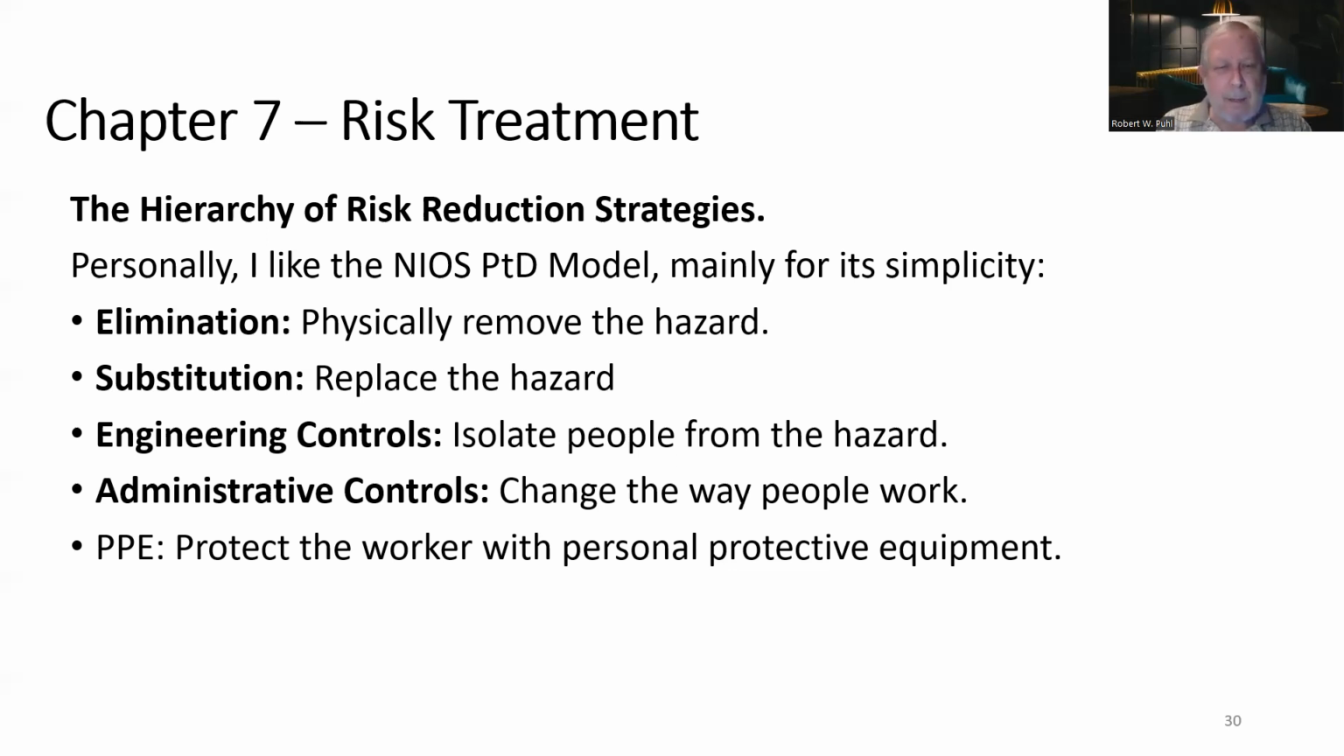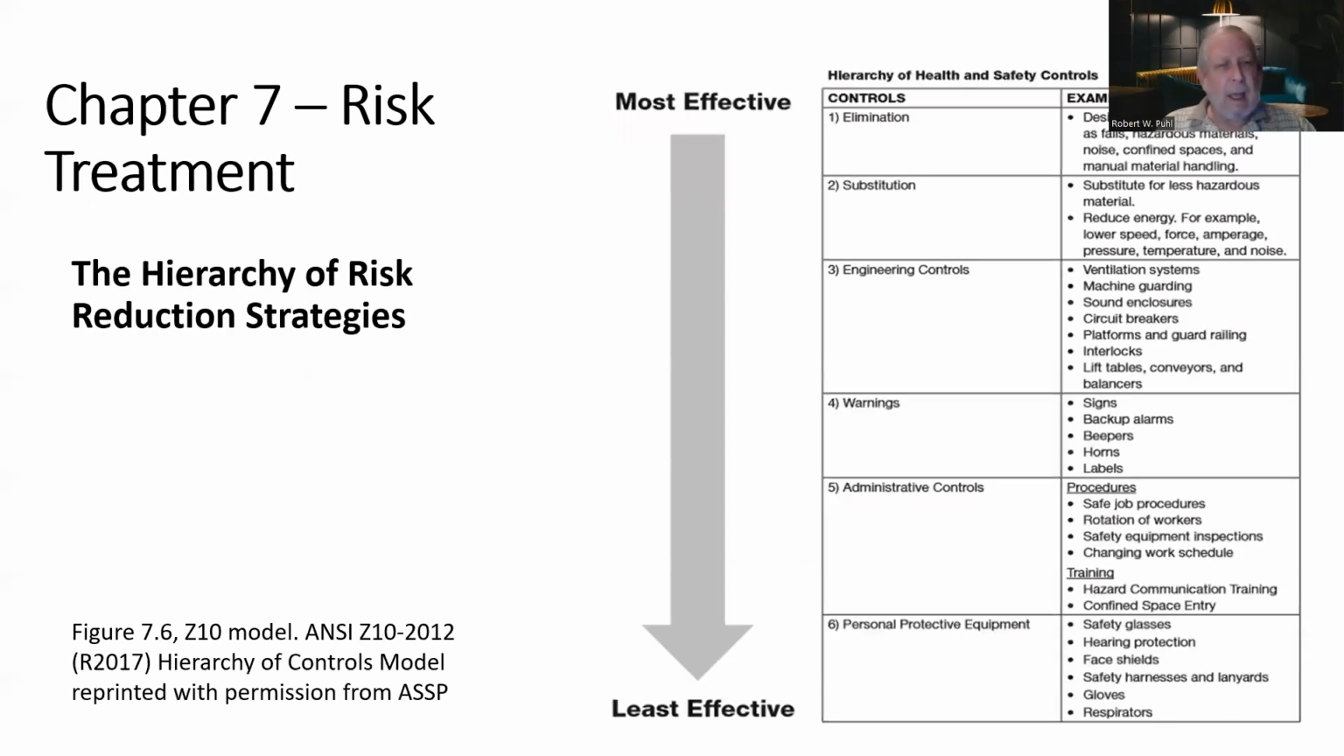Engineering controls, isolate people from the hazard. Of course, machine guards are the main thing there. Administrative controls, change the way people work. Of course, people have to be trained in it and they have to do it. PPE, protect the worker with personal protective equipment. And there again, the person has to put it on. That's a problem sometimes. And this is the hierarchy of risk reduction strategies. And what else is it called here?